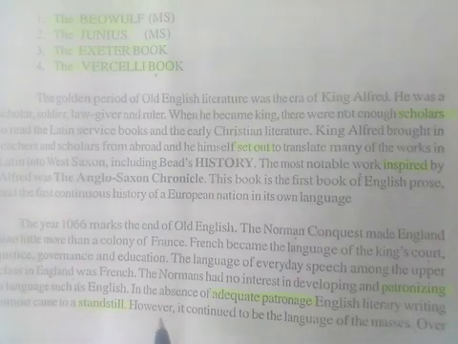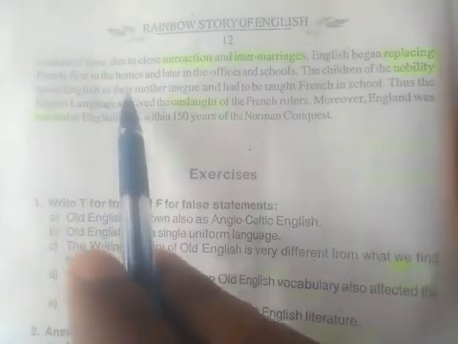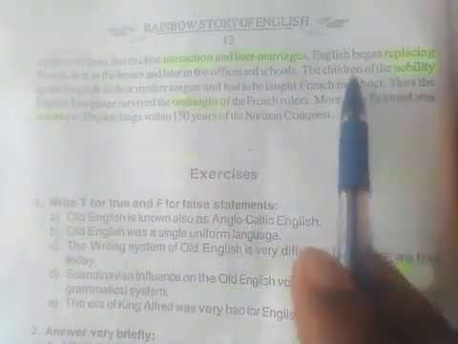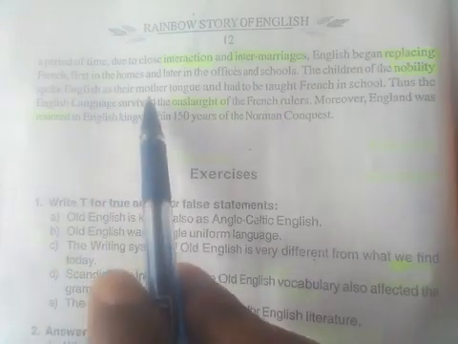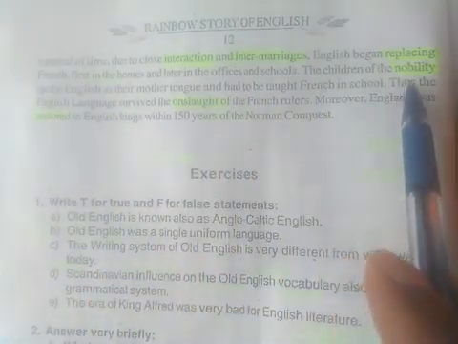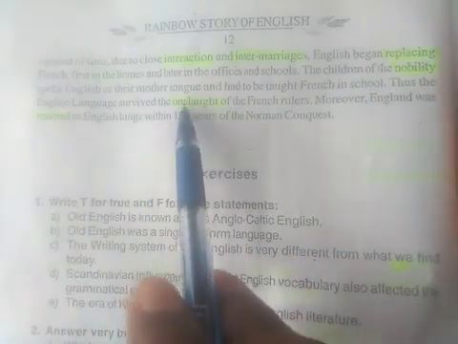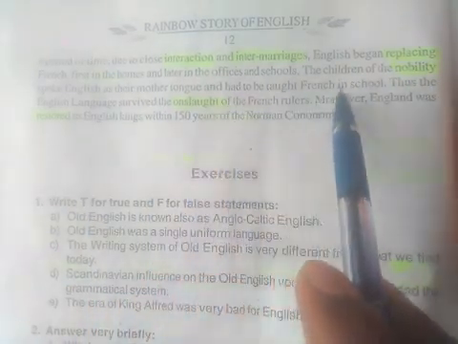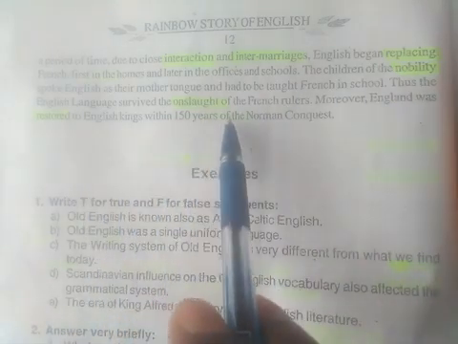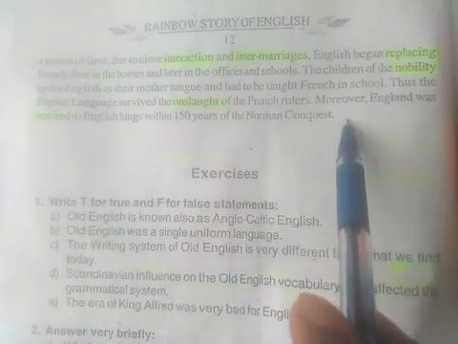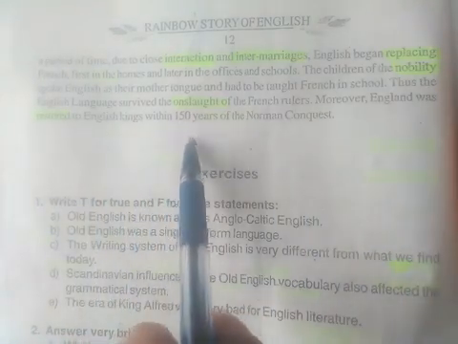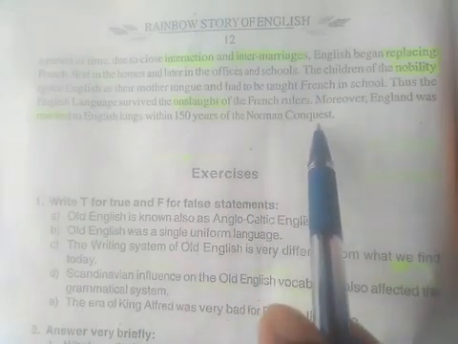Over a period of time, due to close interaction and intermarriages, English began replacing French, first in the homes and later in the offices and schools. The children of the nobility spoke English as their mother tongue and had to be taught French in school. Thus, the English language survived the onslaught of the French rulers. Moreover, England was restored to English kings within 150 years of the Norman conquest.